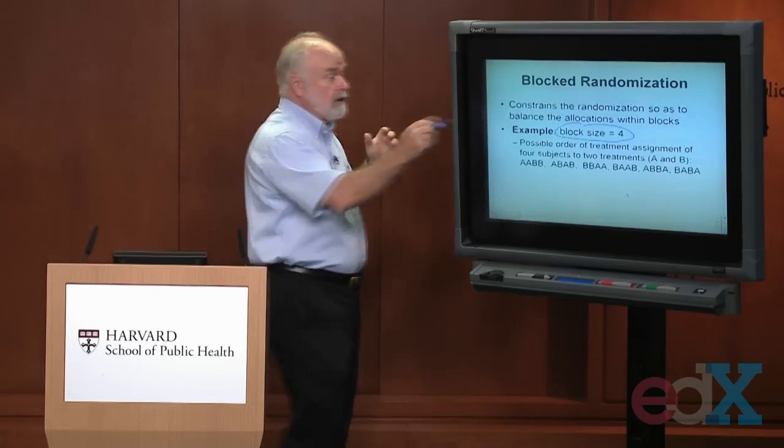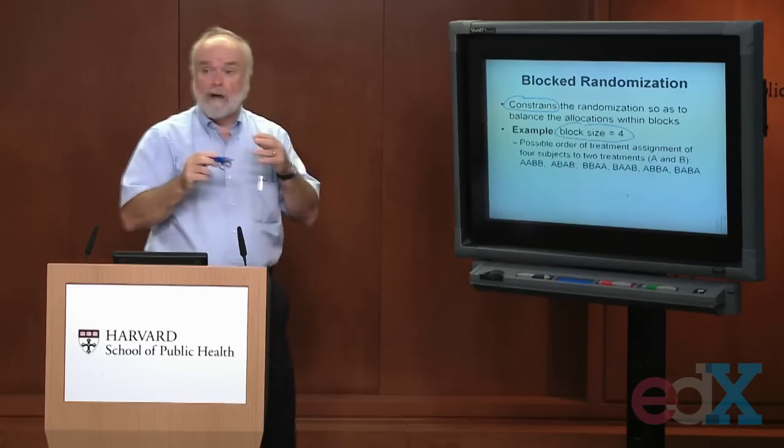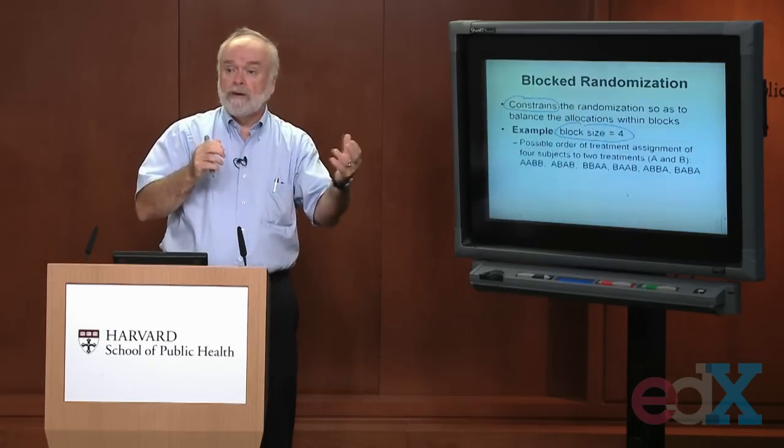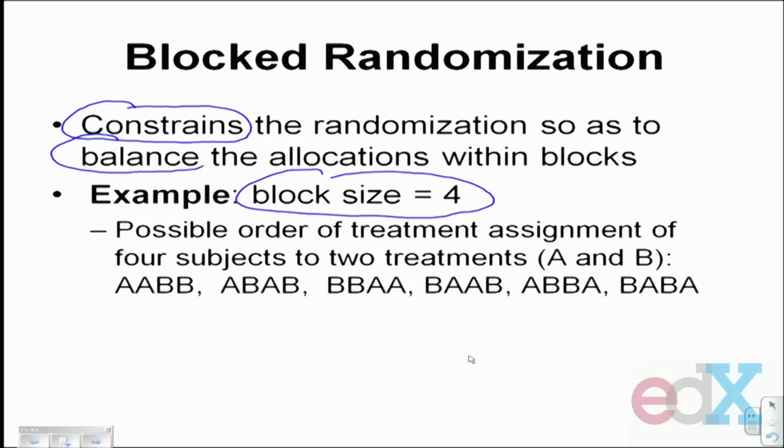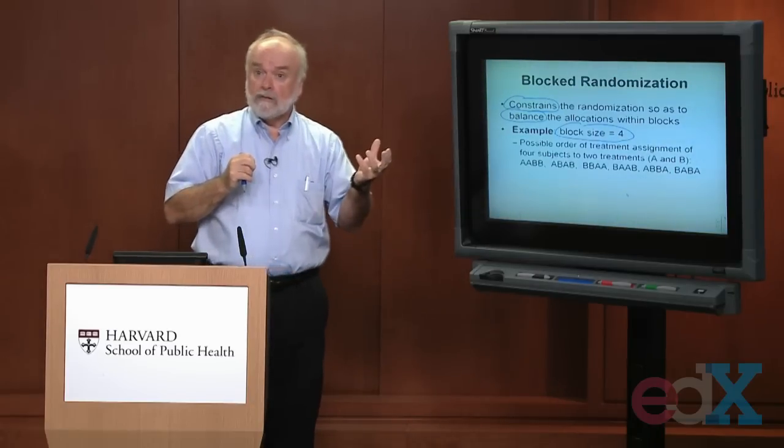What I want to do is come up with a randomization scheme that constrains this block so that equal numbers of people are assigned to both the new treatment and the standard of care. That guarantees balance within the blocks. So if I have 6 people in this block, 3 of them are going to get the new treatment, 3 of them are going to get standard of care.